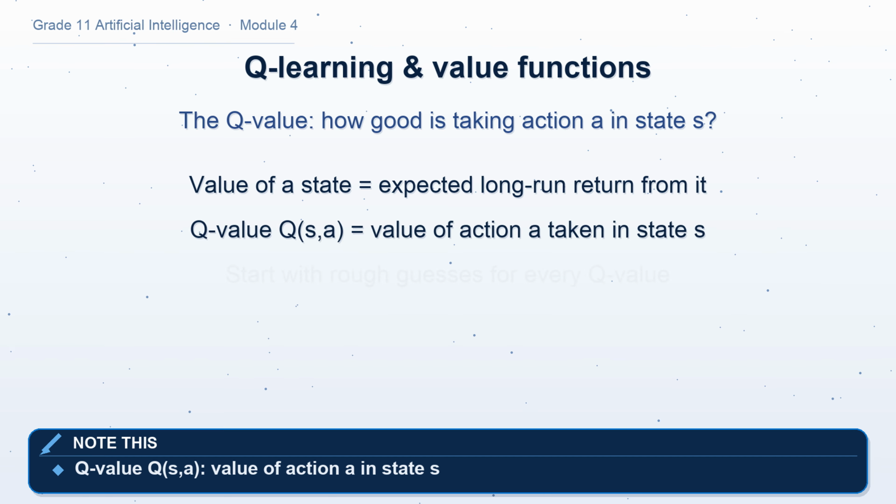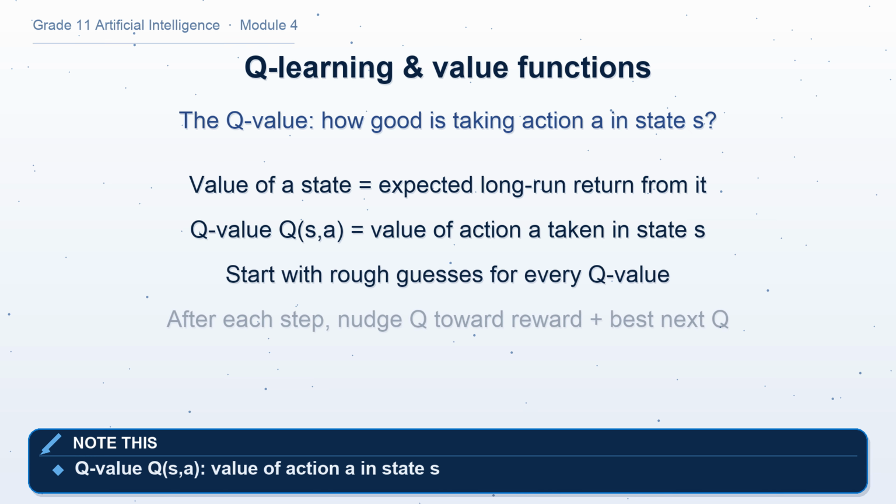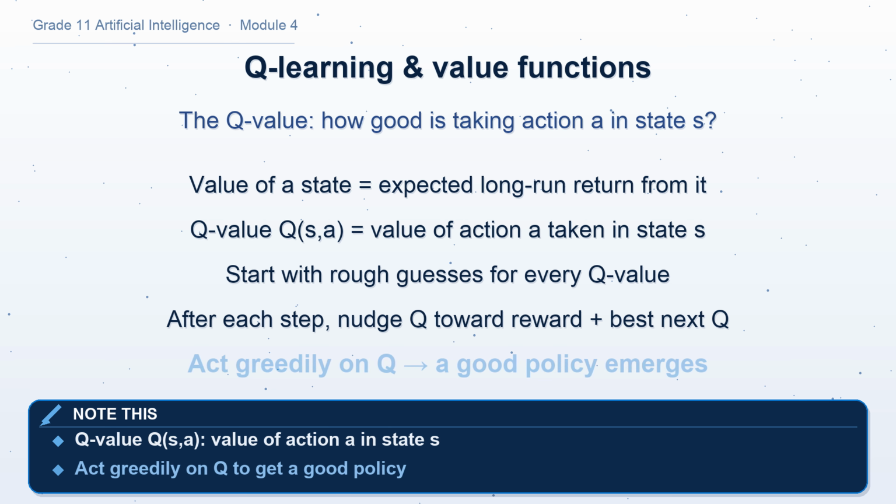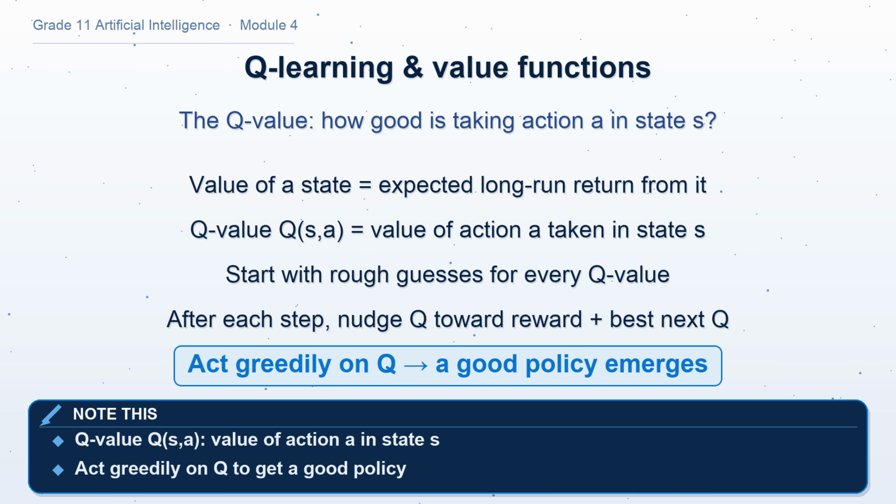The agent starts with rough guesses. After each step, it nudges the Q value toward the reward it just received, plus the value of the best action available next. Over many steps, these estimates settle toward the truth. Then the agent simply acts greedily, choosing the action with the highest Q value, and a strong policy emerges.